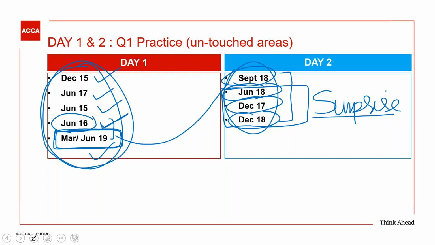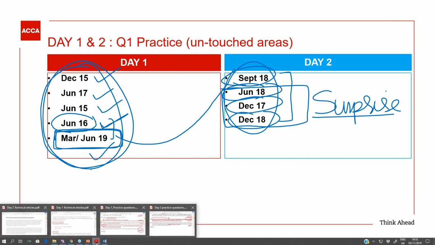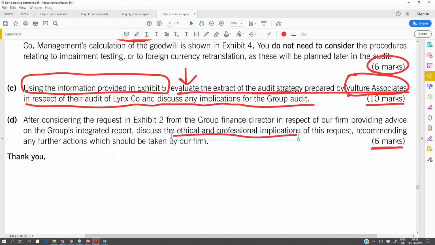Okay, let's start on with June 18. Let's see what's inside the June 18 exam paper and what can we learn out of the June 18 question number one. Now, if you just take a look at the June 18 question number one from the practice questions for the day two.